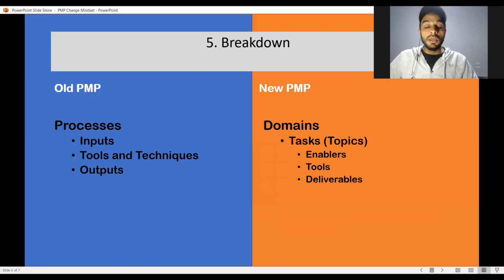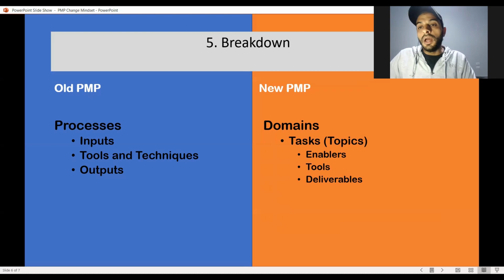But in the new PMP, it is like this. Each domain will have some tasks or topics, and in order to achieve these topics, you have to do some enablers. Enablers are like some work that should be done, or we can say a checklist. It's again not mandatory to do all of them, but it is a checklist for you to do whatever you need from these enablers for this task.